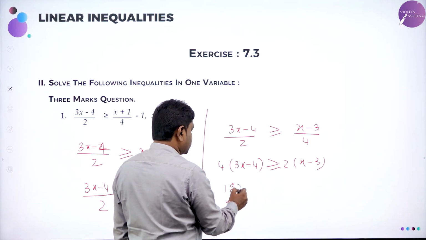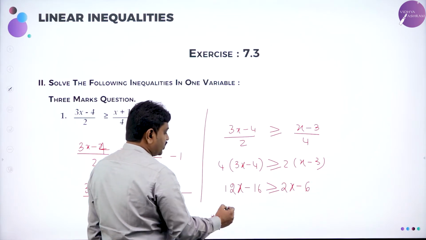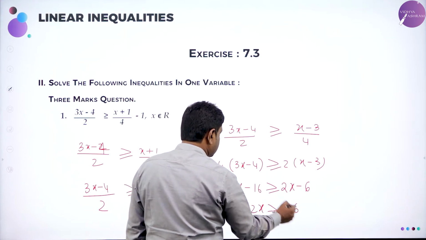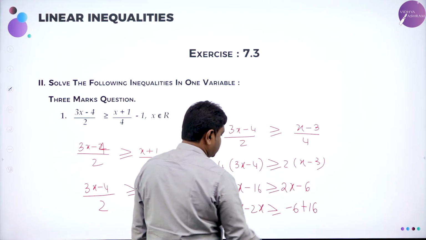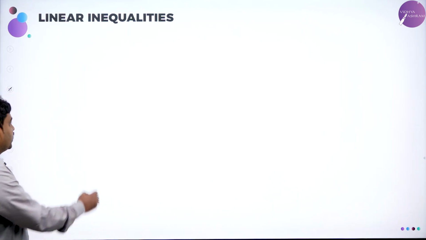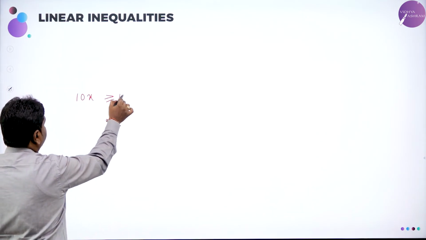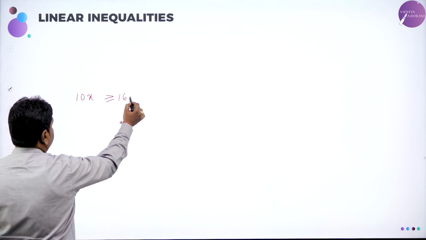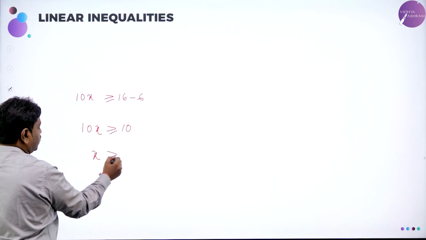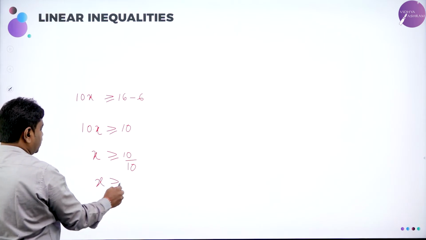Simplify: 3 4s are 12x minus 4 4s are 16, greater than or equal to 2x minus 6. Bring 2x to this side, so 12x minus 2x greater than or equal to minus 6, and transferring 16 to that side it becomes plus 16. Further, 12x minus 2x gives you 10x greater than or equal to 16 minus 6. So 10x is greater than or equal to 10, x is greater than or equal to 10 by 10, the 10 goes to this side and becomes divided by 10, x greater than or equal to 1.